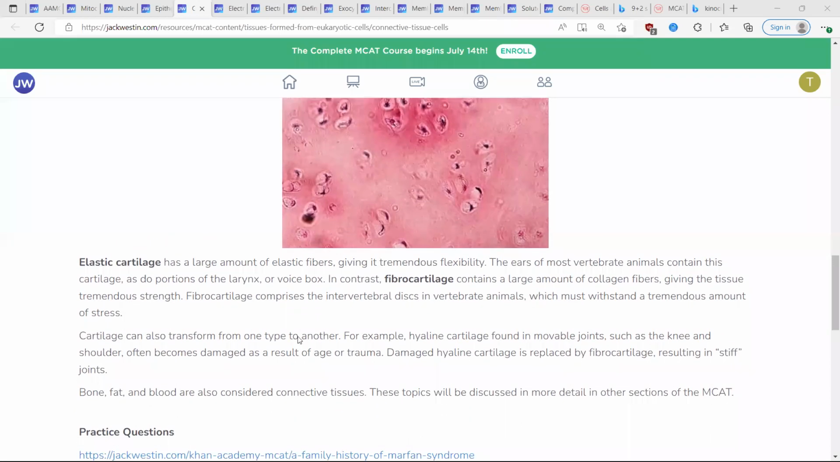Wait, hold on. Cartilage can also transform when hyaline cartilage is found in movable joints such as the knee and shoulder, or becomes damaged. The damaged hyaline cartilage is replaced by fibrocartilage.